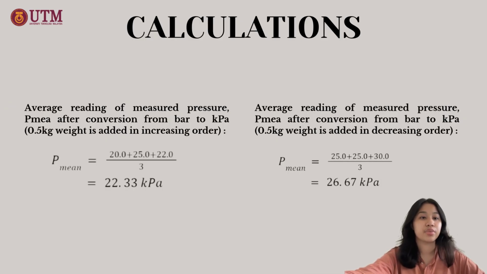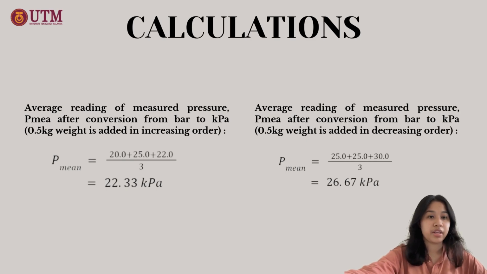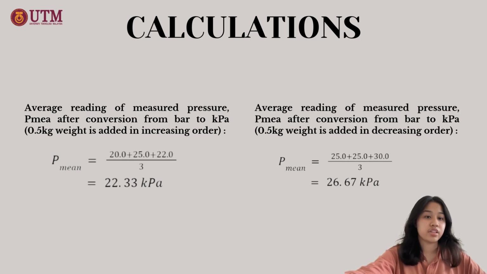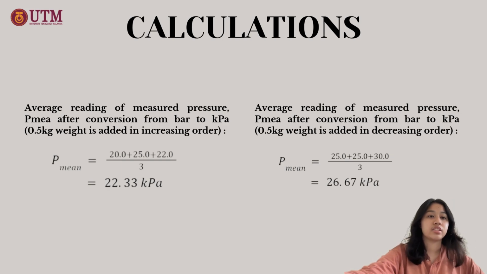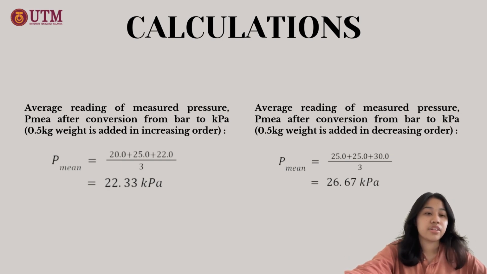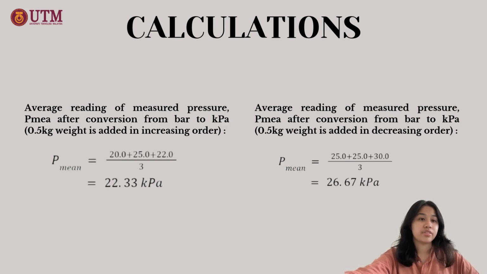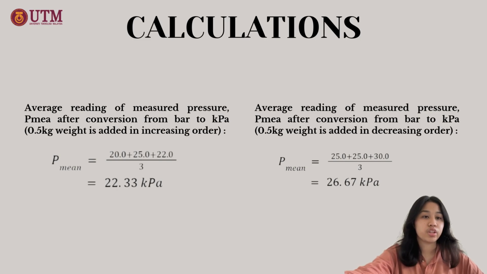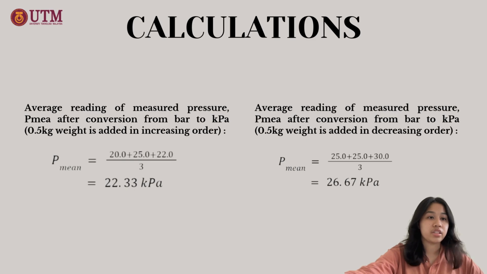For calculations, we calculated the average reading of measured pressure after conversion from bar to kPa for 0.5 kg weight added in increasing order. The formula is just adding readings 1 to 3, and then we divide it by 3 to get the average. So we get 22.33 kPa. Same goes for 0.5 kg weight added in decreasing order. So we get the P mean as 26.67 kPa.